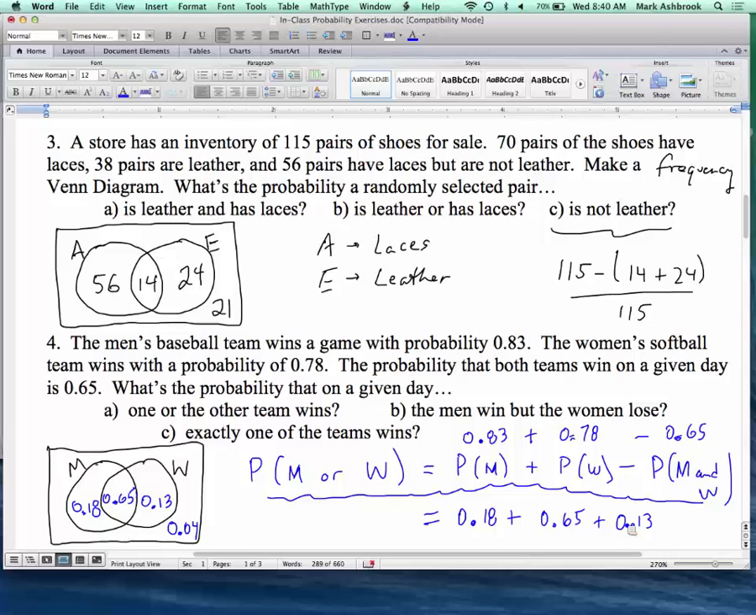The men win, but the women lose. You just read it off the diagram. What is it? Men win, but women lose. 0.18. Exactly one team wins. That's a new question. Exactly one team wins. How would you do that? Which categories apply? Just the men, just the women. So probability of exactly one team winning is 0.31.